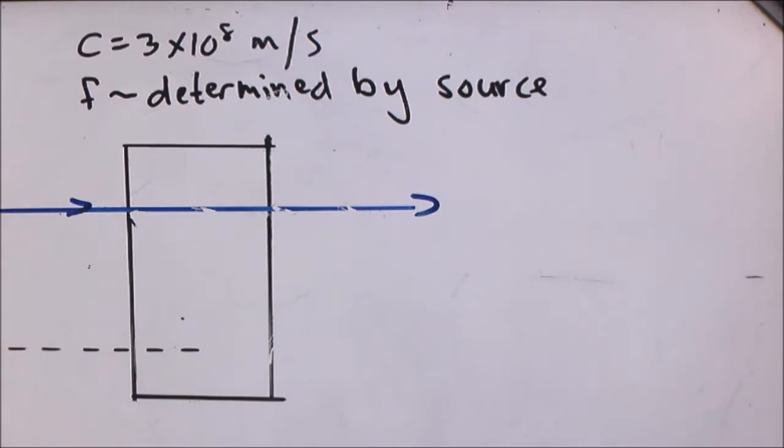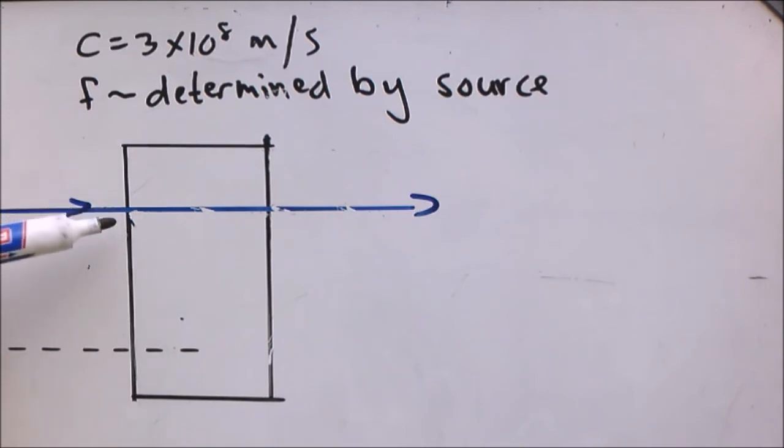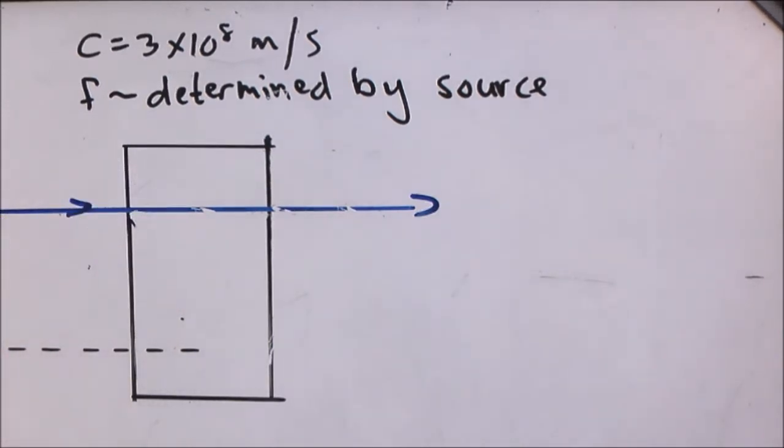Now you can see that this light beam entered the block exactly perpendicular. When this happens, it will not refract in any direction, but it will still slow down.